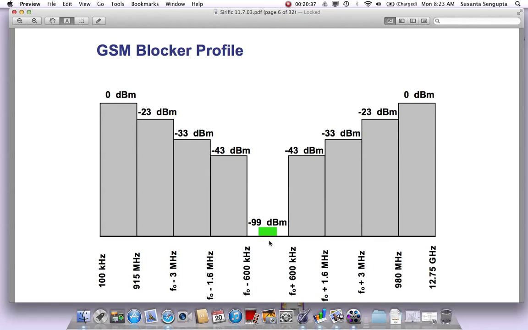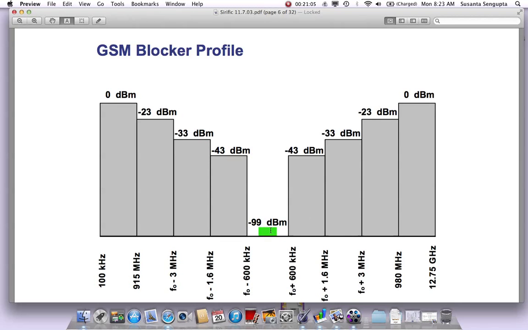This is called the GSM blocker profile. The signal is shown as minus 99 dBm, but actually this is for a high noise figure. Normally, with the kind of noise figures this chain has, you could receive a signal at minus 110 dBm. But as you move away from it, if you just go to 600 kilohertz away from the channel that you are receiving, that signal could be very strong.